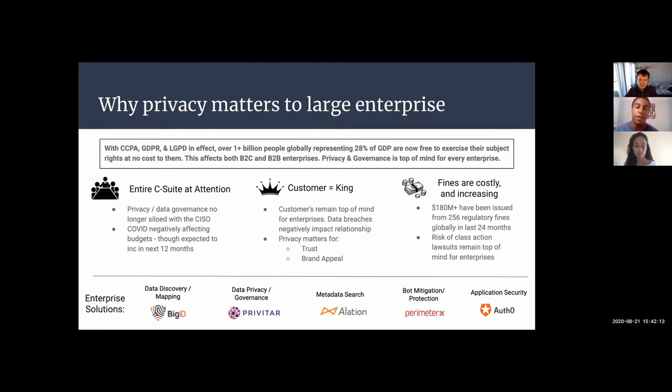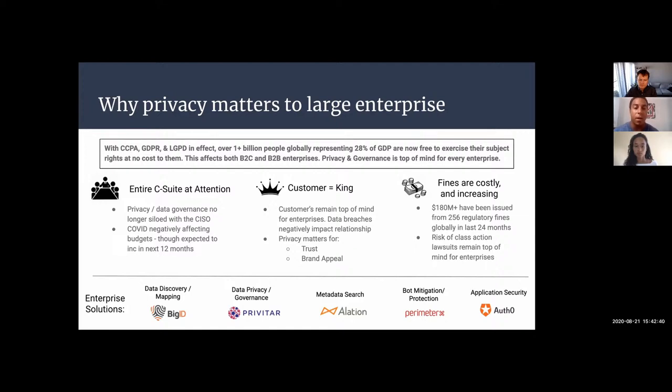Another key theme here is that fines from these regulations are increasing. Since GDPR was issued roughly 24 months ago, regulatory bodies have been gradually getting more harsh on companies, especially those that have not proven an effort to become compliant. The risk associated with class action lawsuits continues to increase, and we're seeing these fines become more and more imperative to companies today.